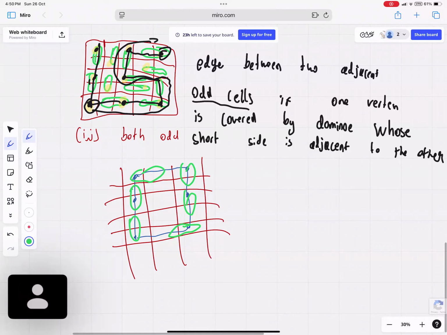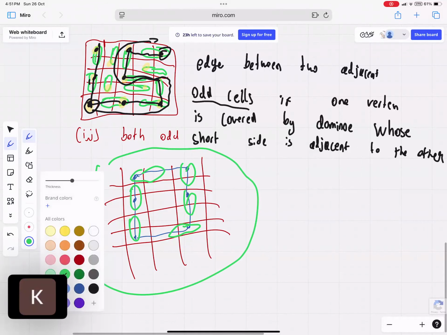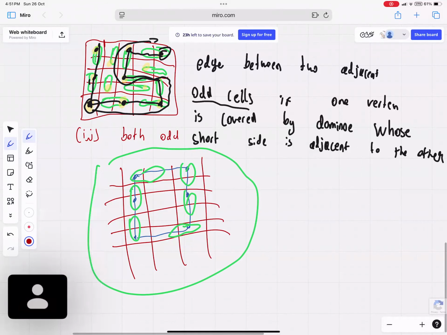It's possible for there to be a cycle now. I just drew a cycle. Yes, it's possible. But then what's the contradiction? The contradiction is you can't then place dominoes inside here, because they're an odd number.